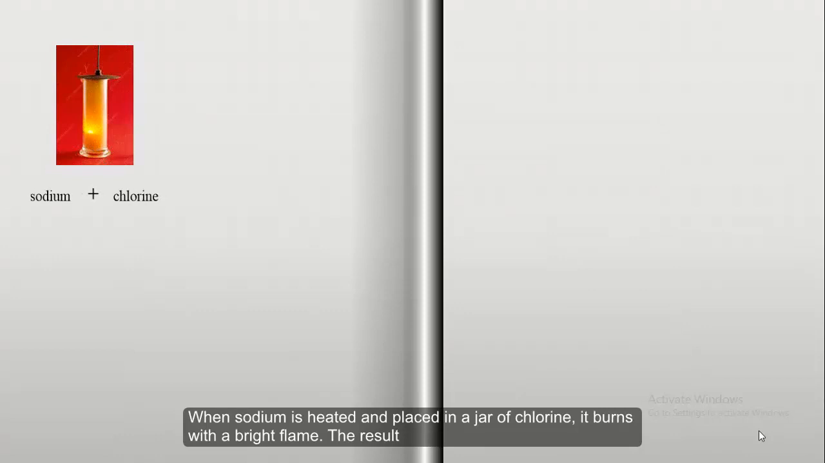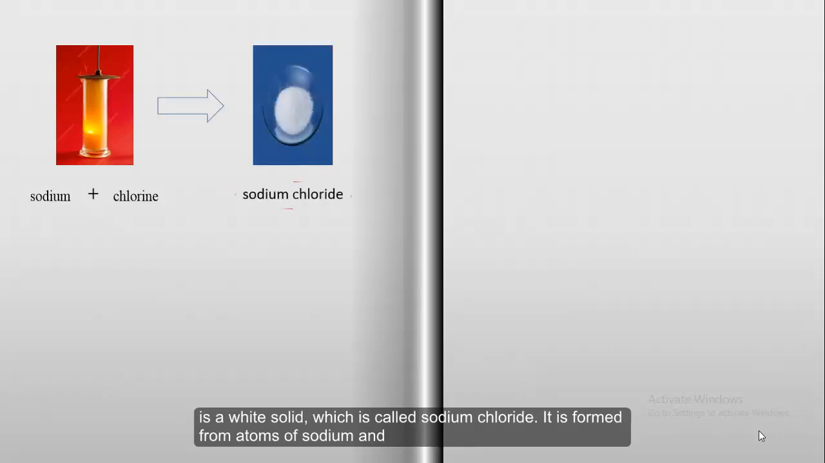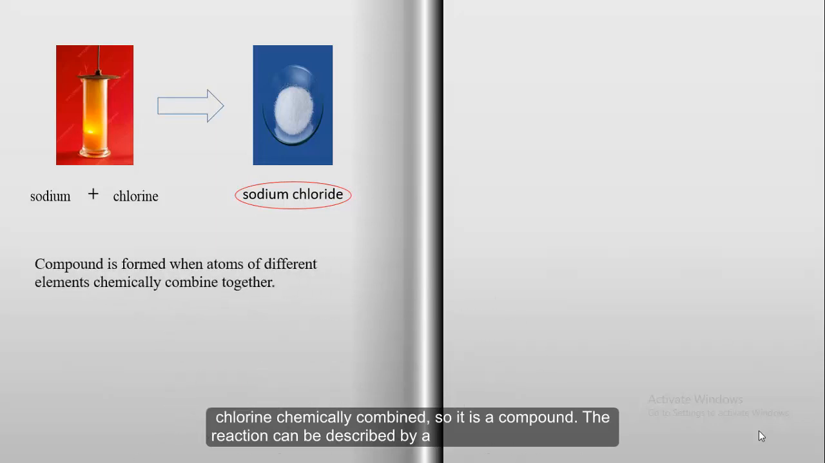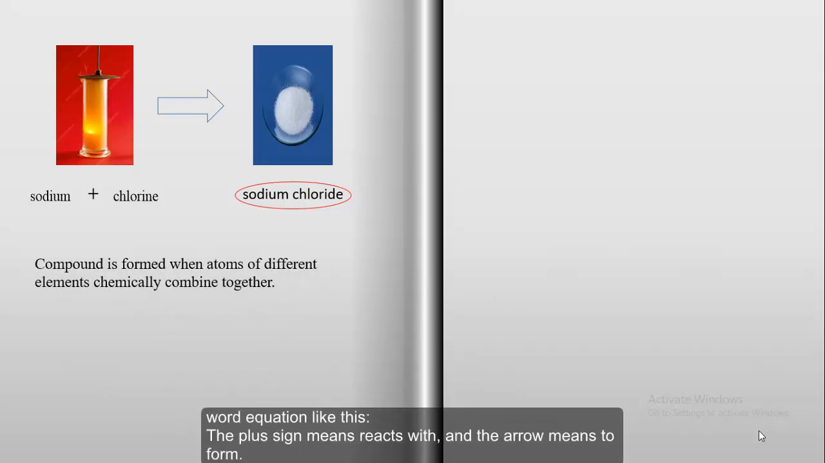When sodium is heated and placed in a jar of chlorine, it burns with a bright flame. The result is a white solid, called sodium chloride. It is formed from atoms of sodium and chlorine chemically combined, so it is a compound. A compound is formed when atoms of different elements chemically combine together.